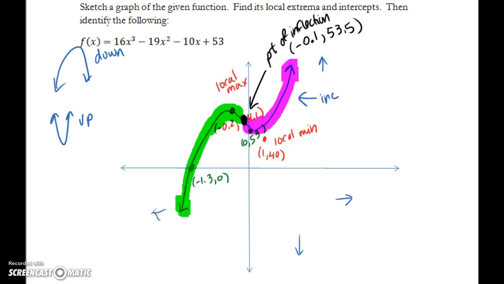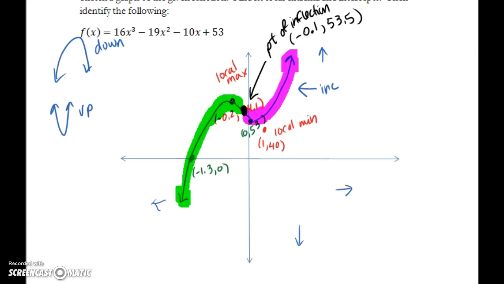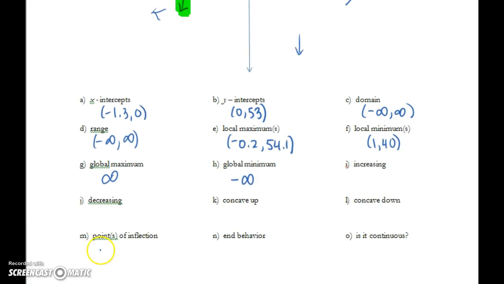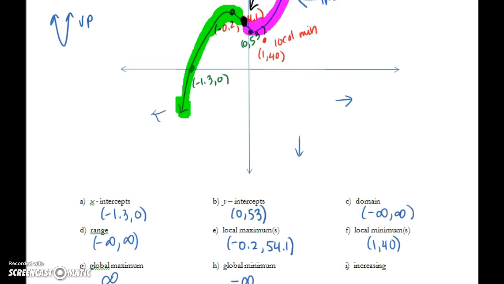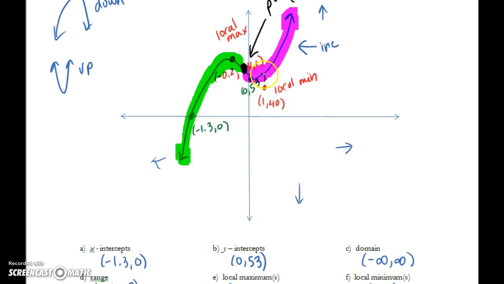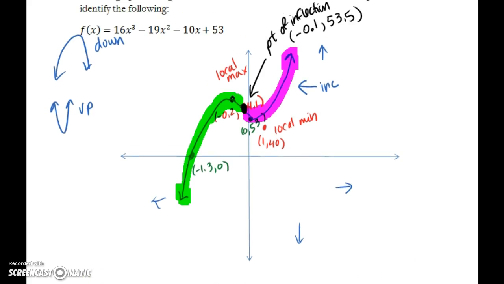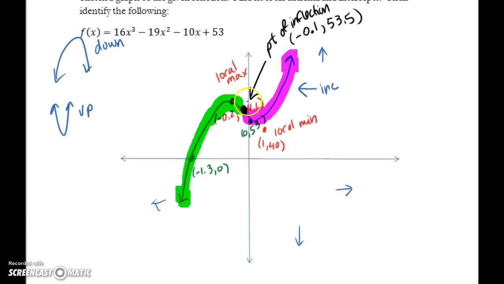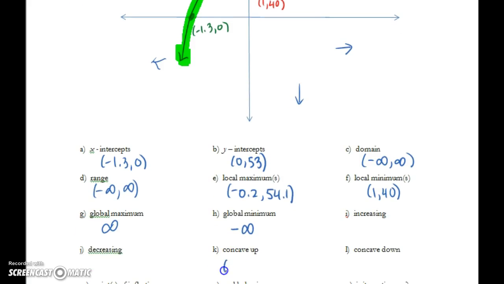All right, so let's fill out our information below. Our point of inflection, we said, was about negative 0.1, 53.5. And it was concave up in the purple region. So what x values does this purple region include? Well, it starts at the x value of negative 0.1, which corresponds to the x value of the point of inflection, and goes to infinity. So it's concave up from negative 0.1 to infinity.